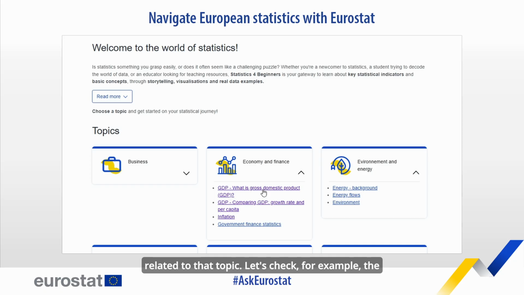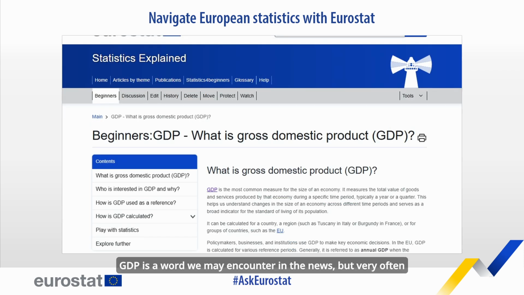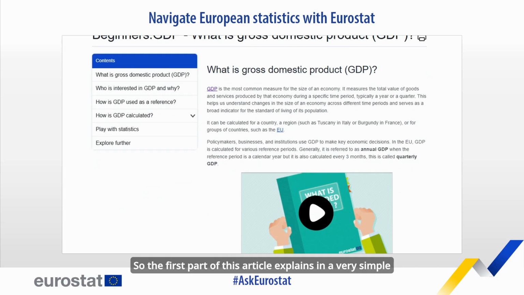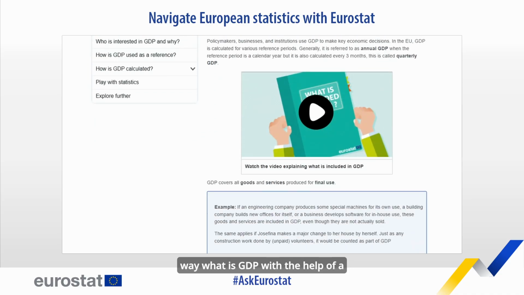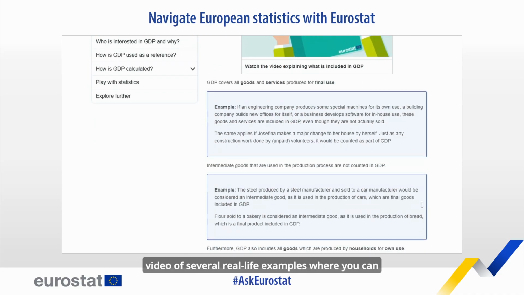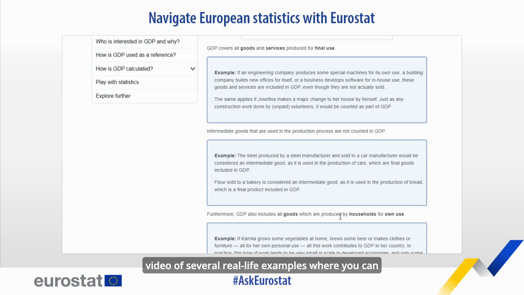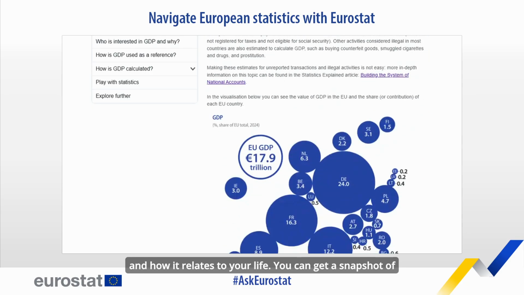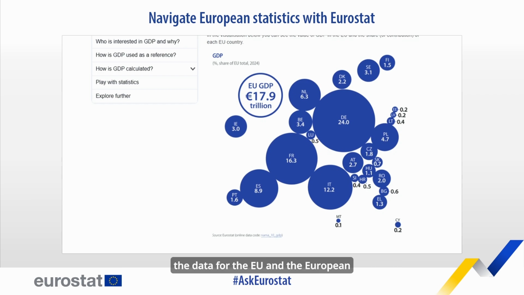Let's check, for example, the article on what is gross domestic product. GDP is a word we may encounter in the news, but very often we don't really know what it is. So the first part of this article explains in a very simple way what GDP is, with the help of a video of several real-life examples where you can understand what GDP is, what it includes, and how it relates to your life. You can get a snapshot of the data for the EU and European countries to have a better idea of what it is in practice.